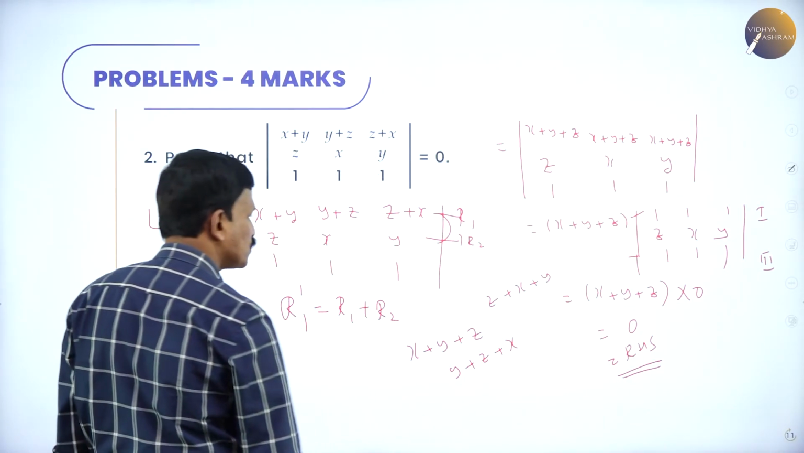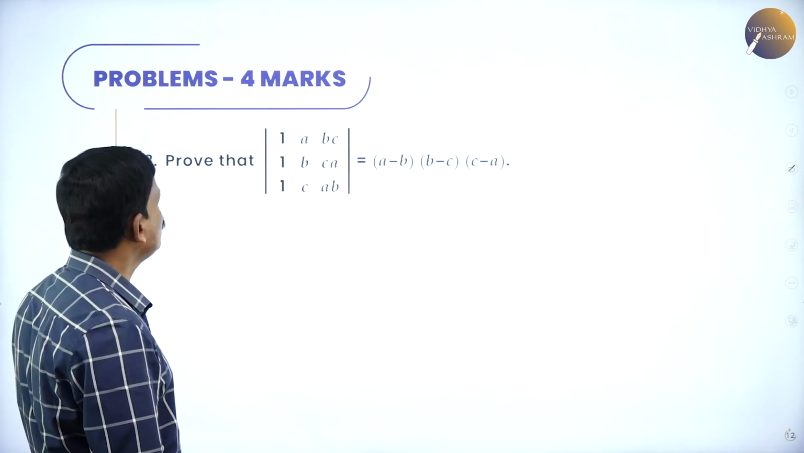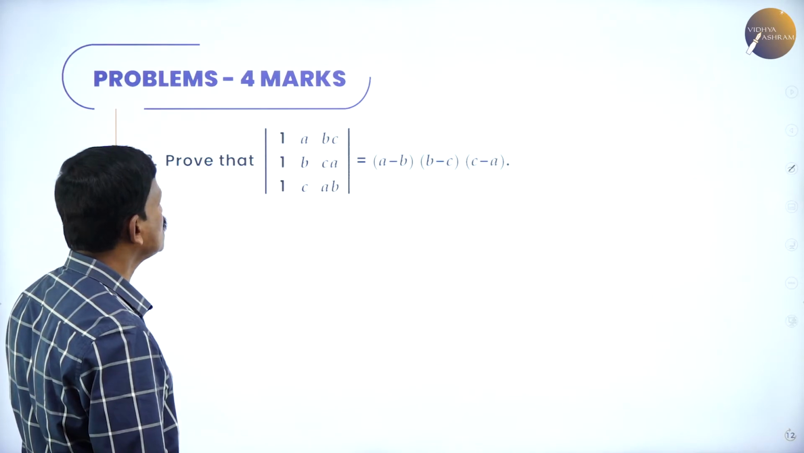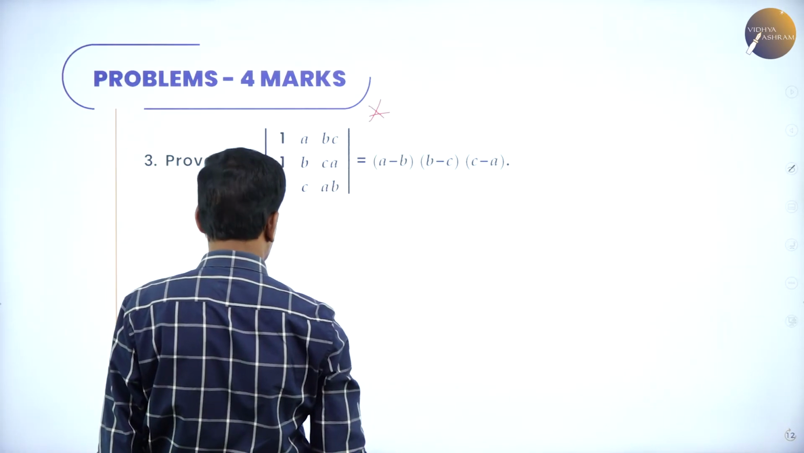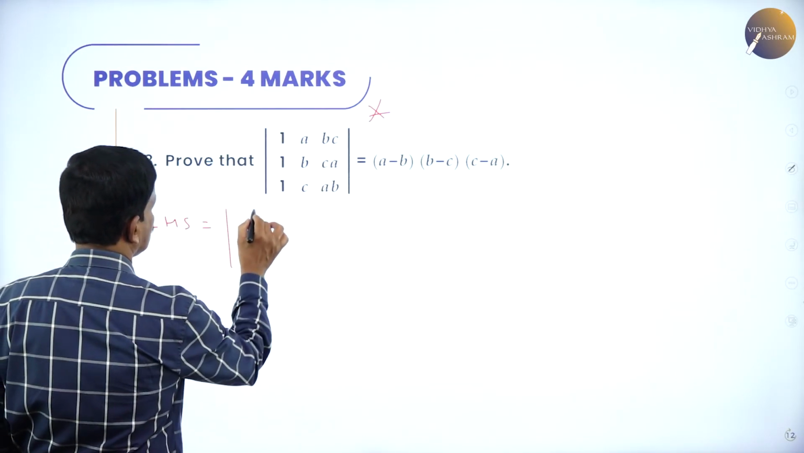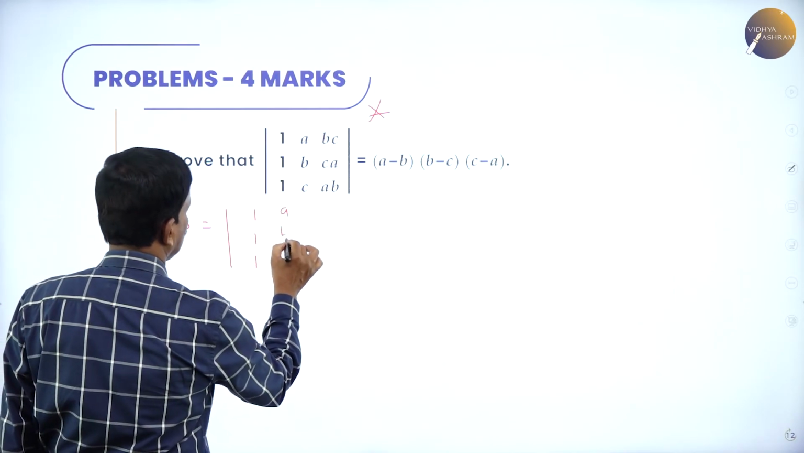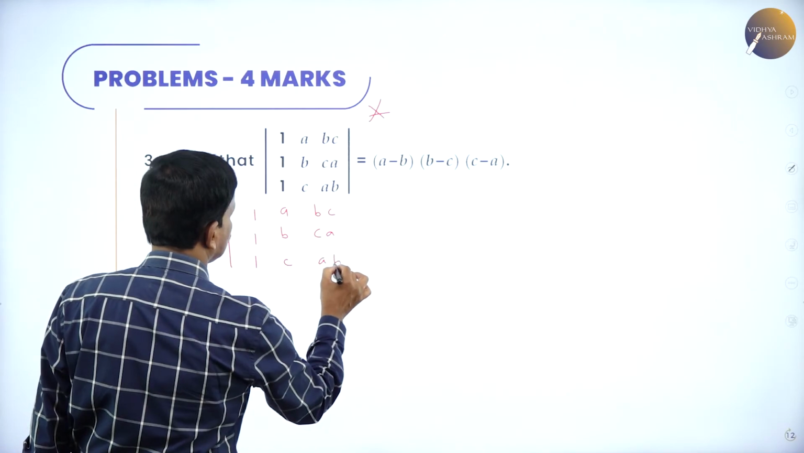Now, let us come to the next problem. This is the next problem: 1, 1, 1; a, b, c; bc, ca, ab. This is a very important problem for 4 marks. These are all very important problems for 4 marks. Let us take the LHS. What is the LHS? 1, 1, 1; a, b, c; bc, ca, ab.